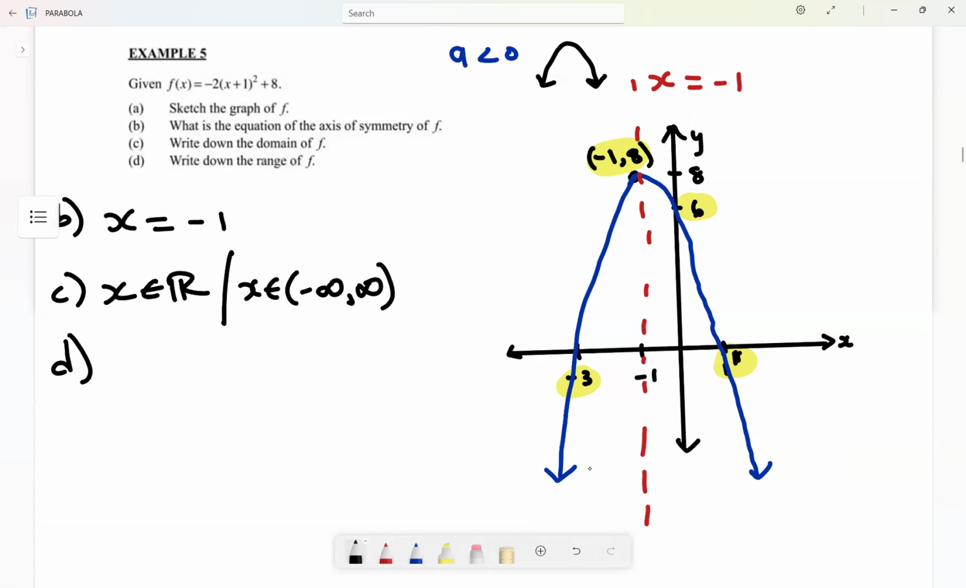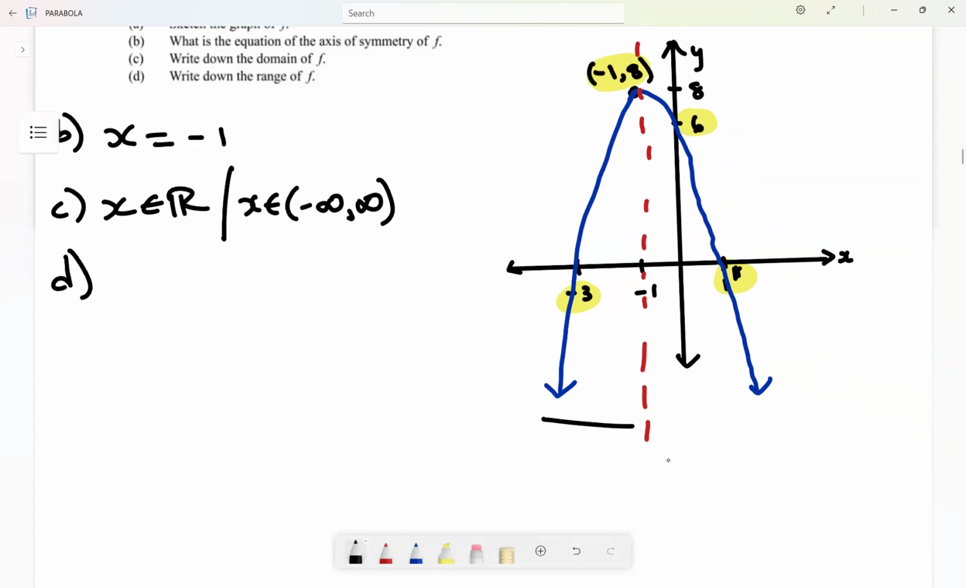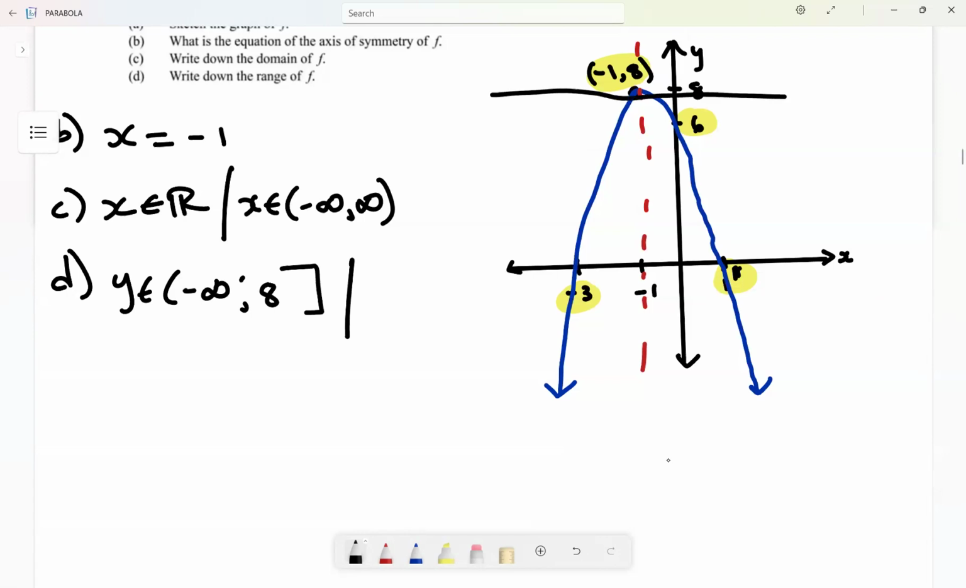Number D, write down the range. Remember the range of f, I like to start from the minimum. Which value do I come across first? I get -infinity. I'm going to say y is an element of, I get -infinity. And then as I go up, my graph ends at y equal to what? 8. Is 8 included on my graph? Yes, I have that point on my graph. Or someone might say my graph starts at 8 going downwards. How do I denote that? My graph starts from 8 going downwards, like that. So that is basically that.